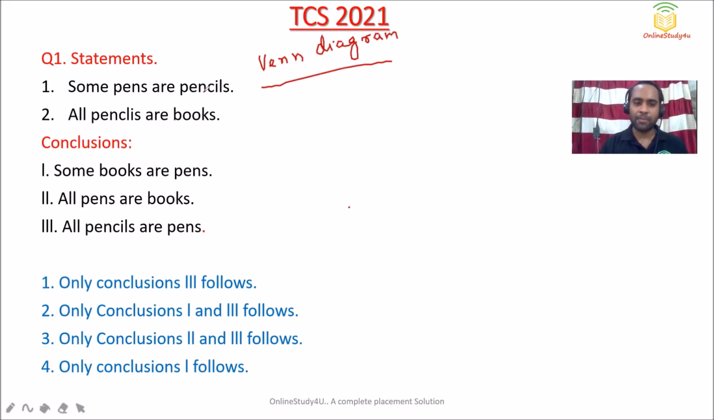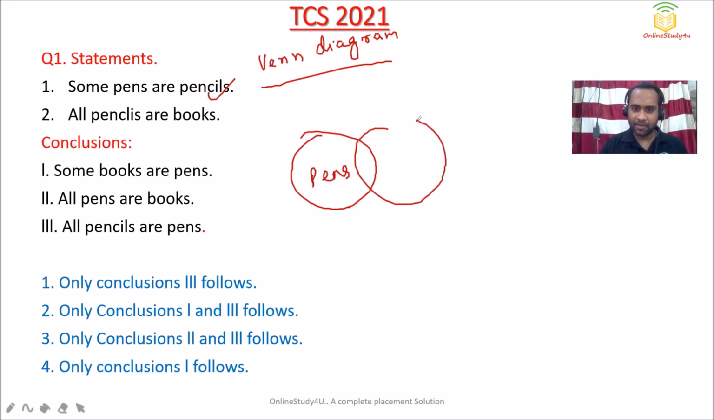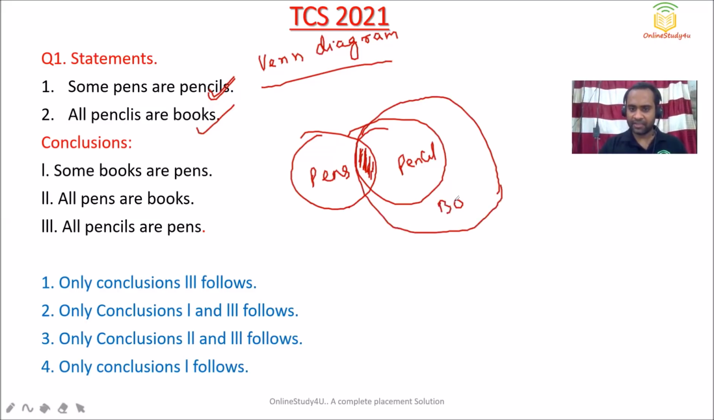Now, some pens are pencil. So what they are saying is some part of pen is nothing but pencil, right? Some part of pen and pencil, both are sharing this particular place. That is the reason we are saying some pens are pencil and some pencils are pen. Then, all pencils are book. So all pencils are inside the book. So this is my book, and you can see now we are done with the basic Venn diagram for this particular question, right?